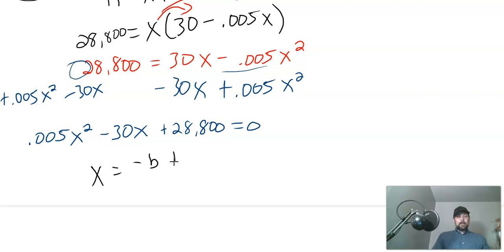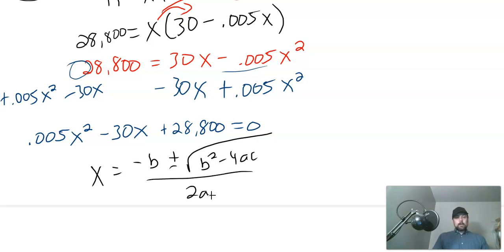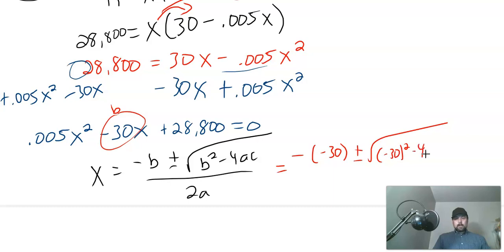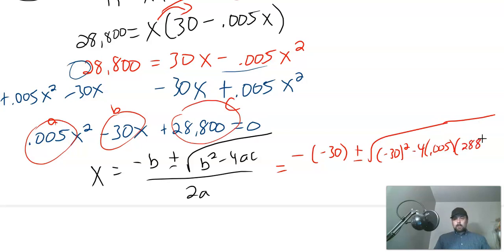So we'll take negative b plus or minus the square root of b squared minus 4ac, over 2a, right? I'm trying to do what I say, which is write it down every time you have to use it. It'll help you remember it. So b is negative 30. So we're going to have negative of negative 30 plus or minus the square root of negative 30 squared minus 4 times a, which is 0.005, times c, which is the 28,800. Over the whole thing, over 2 times a, which is 0.005.